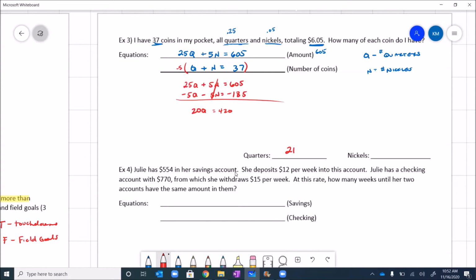And so I'm going to use the second equation because that seems like the easier one to use here. 21 plus n equals 37. Subtract 21 from both sides, and I find that n equals 16. 21 quarters, 16 nickels. You can make sure that that works out if you'd like, and it should.